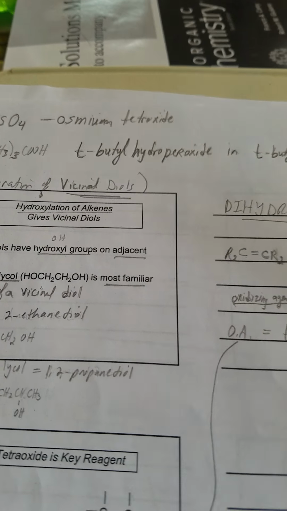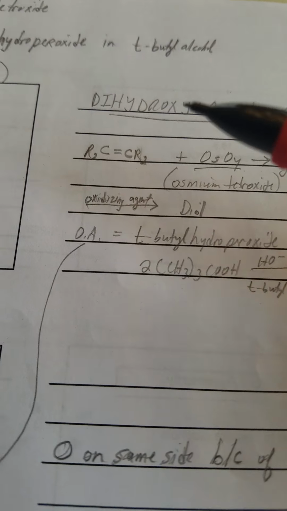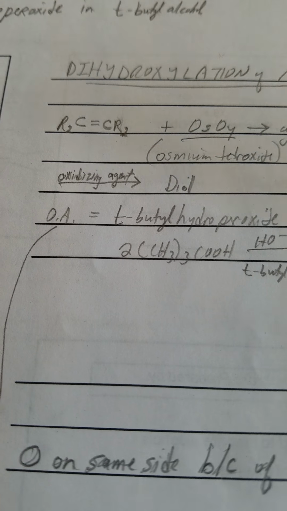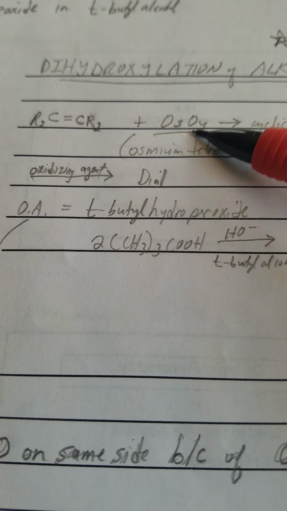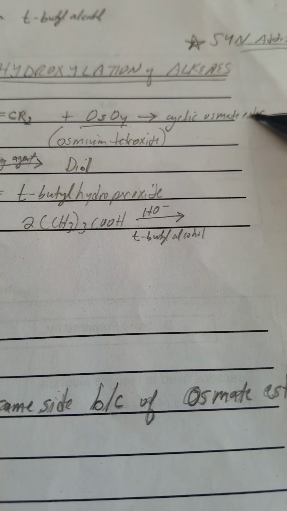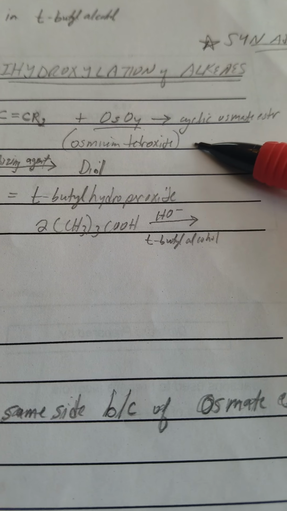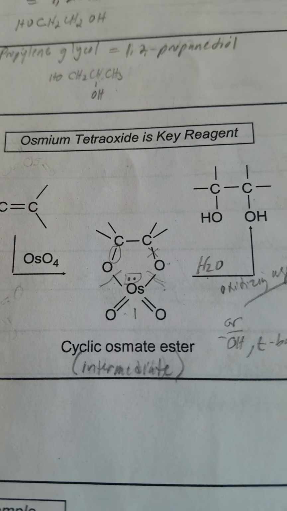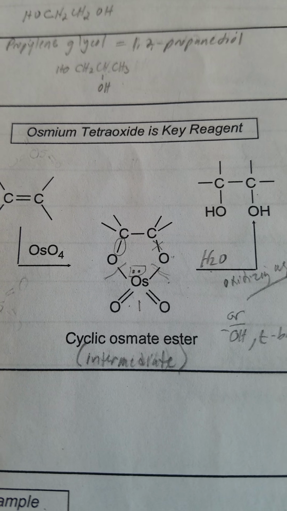In this, you're going to use osmium tetroxide. You'll start off with an alkene. You use osmium tetroxide. It's going to make an intermediate complex that's going to be a cyclic osmate ester, so you can kind of see this in the next slide here. Don't get too bogged down in that.